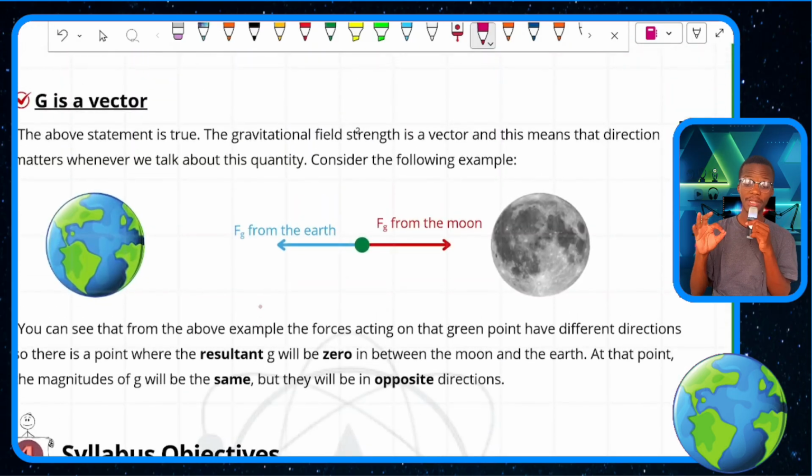But essentially, the above statement is true. The gravitational field strength is a vector, and this means direction matters when we talk about this quantity. When we're plotting the graph, it can also be negative because it's also a vector, depending on the direction that you're moving in. So consider the following example.